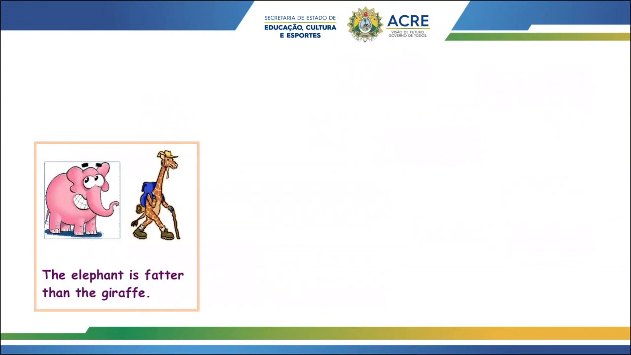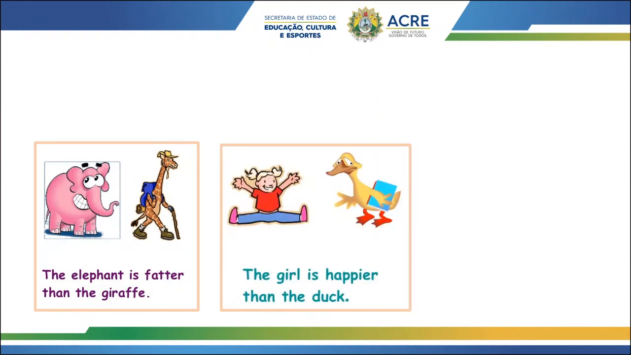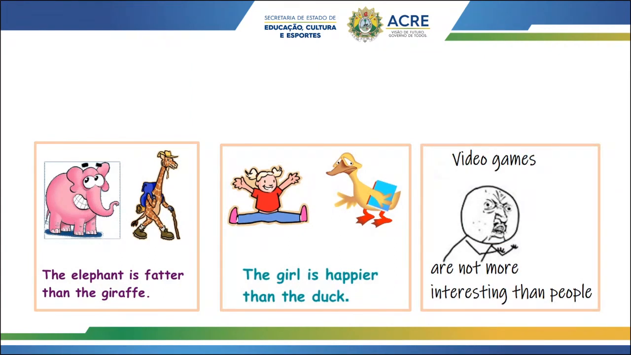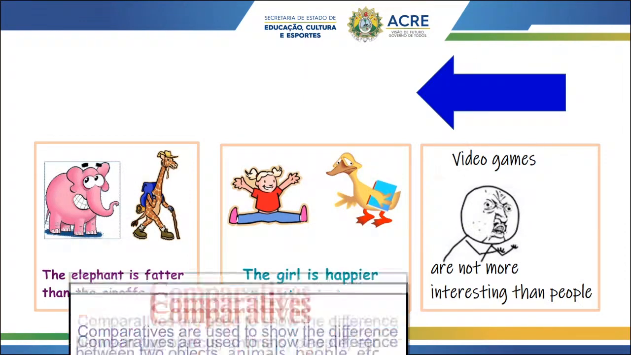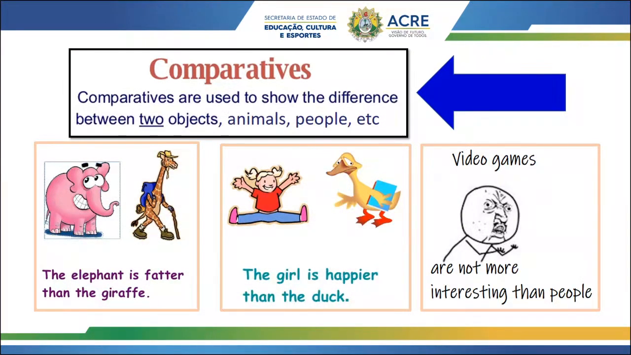Let's see some sentences. The elephant is fatter than the giraffe. The girl is happier than the duck. Video games are not more interesting than people. These sentences are comparisons. We are talking about comparatives. Comparatives are used to show the difference between two objects, animals, people, etc.